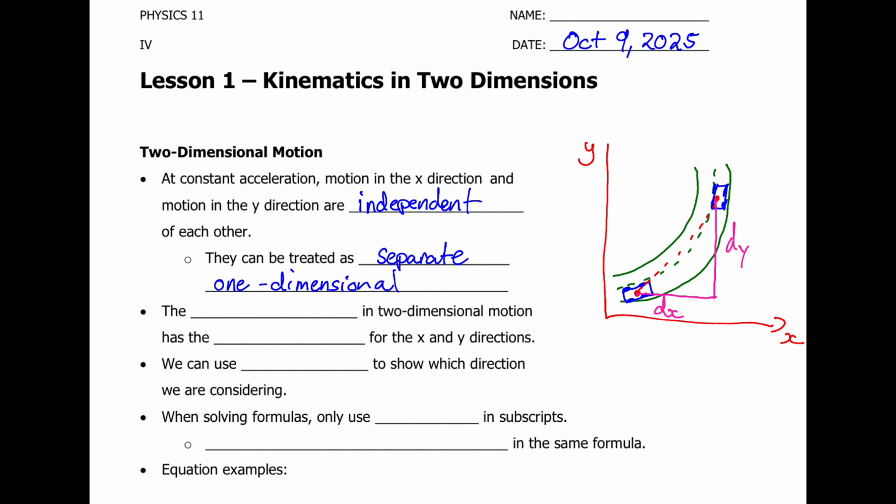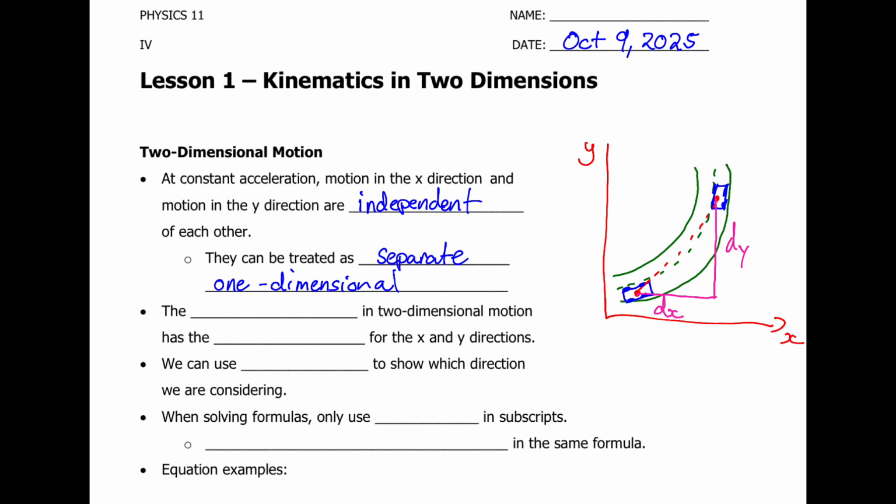So if I only consider the X movement, all of the things that I've done in the previous chapter all work the same. They don't change. And then if I consider all the things in the Y direction, all of the things I've learned over the last chapter also apply exactly the same.